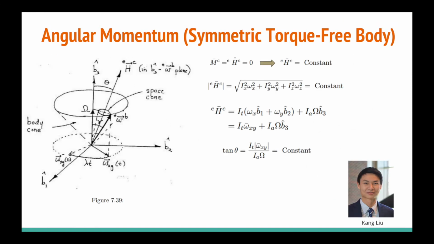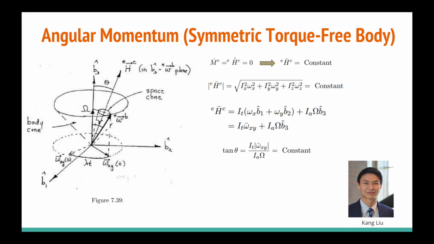Now let's look at the angular momentum for the same symmetric torque-free rigid body. The picture on the left is a visual representation of the angular momentum in the body frame. Because the rigid body is torque-free, using Euler's law, the moment equals the derivative of angular momentum equals 0. We can easily obtain that the angular momentum is constant in inertial space. However, in the body frame, we can only obtain that the magnitude of angular momentum is constant.